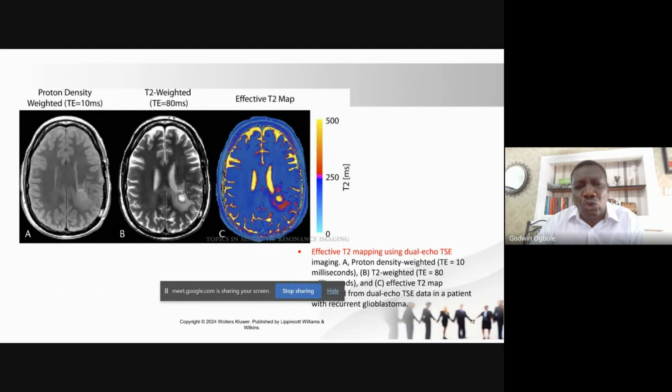Here you have what you call an effective T2 mapping, where you look at just T1 and T2. You also want to look at the proton density of the tumor. How much the constituent, the density of the tumor, can tell you also about the activity that's going on within the tumor.